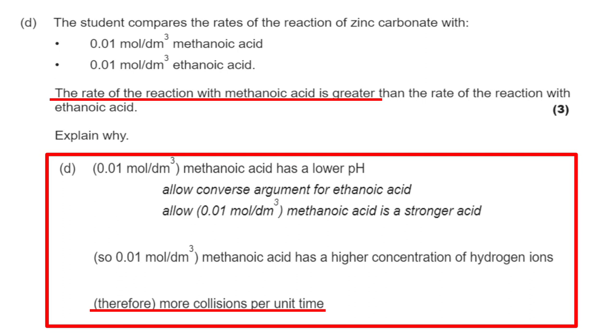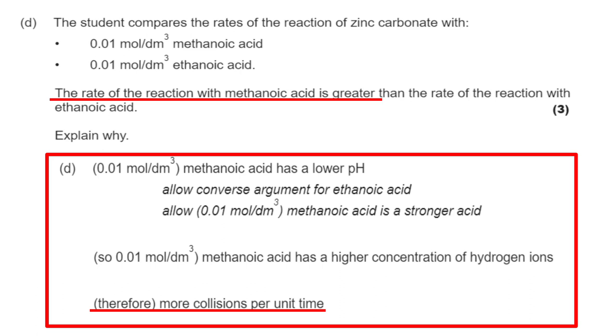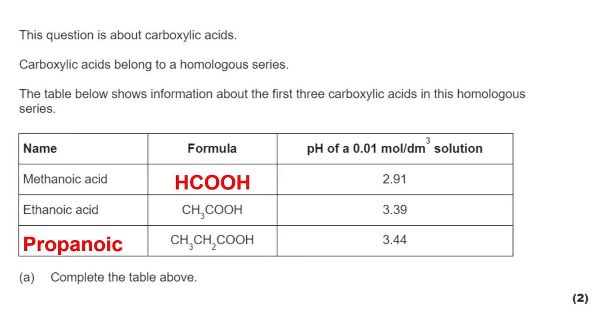Why is the rate of reaction with methanoic acid greater than with ethanoic acid? Well, this comes down to the pH scale. Methanoic acid has a lower pH than ethanoic acid. That means it produces more H+ ions. It is ionized more easily. It has a lower pH, so it has a higher concentration of hydrogen ions. And we are back to our topic 6, rates of reaction. There are more collisions per unit time. You will remember me saying that a lot, I hope.